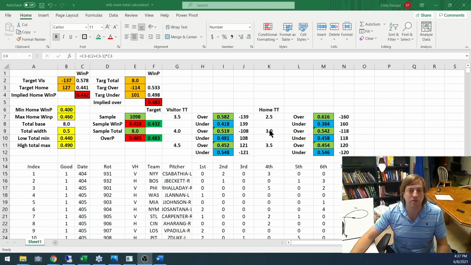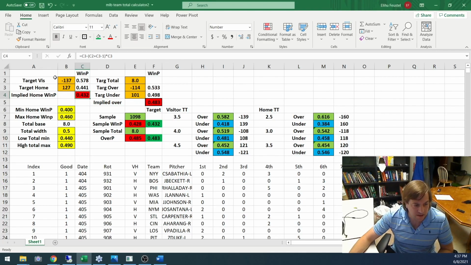Here's a spreadsheet I built where we can actually price pretty much any team total. At the top here, we have a description of the match we're trying to price. So we have the money line for the game, we have the total, and with this, we have a conversion.